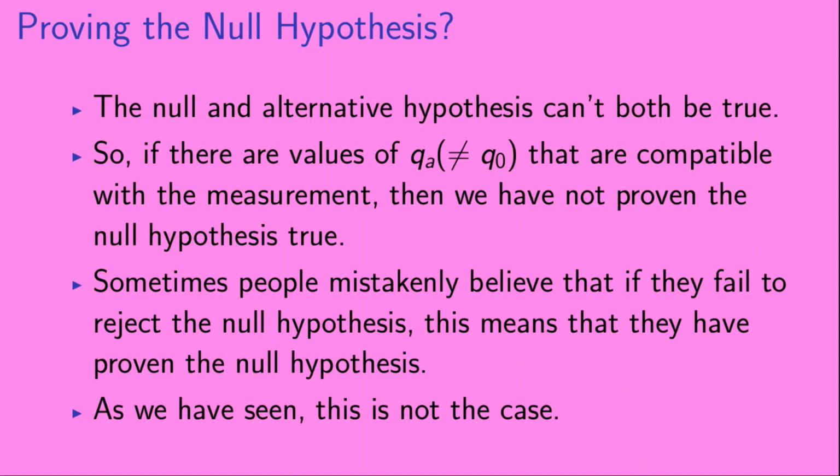Now, the null and alternative hypothesis can't both be true. So if there are values of QA not equal to Q naught that are compatible with the measurement, then we have not proven the null hypothesis true. Sometimes people mistakenly believe that if they fail to reject the null hypothesis, this means that they have proven the null hypothesis. As we have seen, this is not the case.